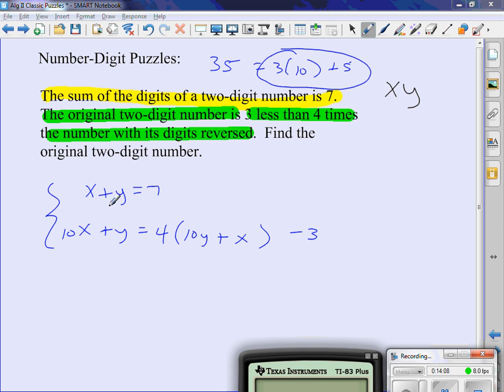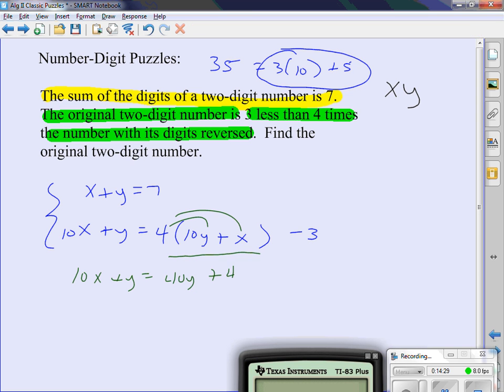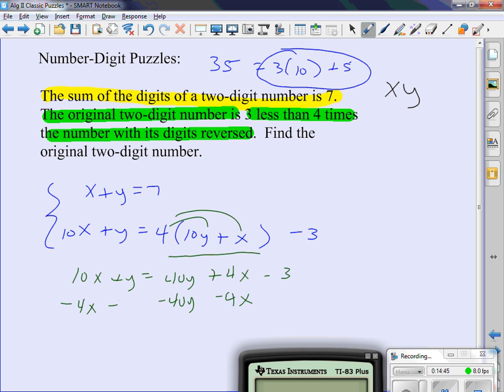I'm going to work with this bottom one first. There's a lot of stuff going on. I'm going to do this piece right here. 10x plus y, it's an ugly y. When I distribute, 40y plus 4x minus 3, I'm going to move the x and the y to the left. I'm going to move these over. Minus 40y minus 4x. Minus 4x minus 40y.